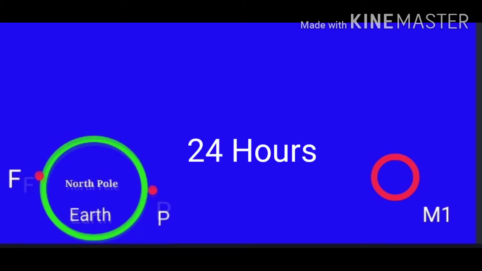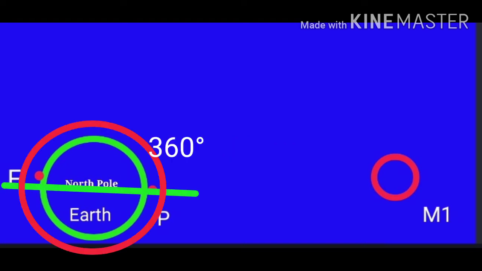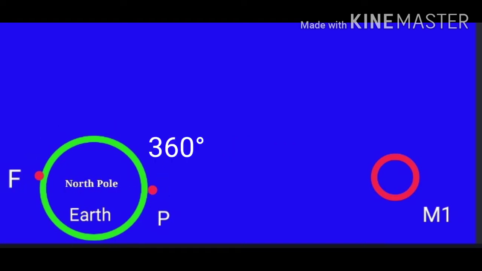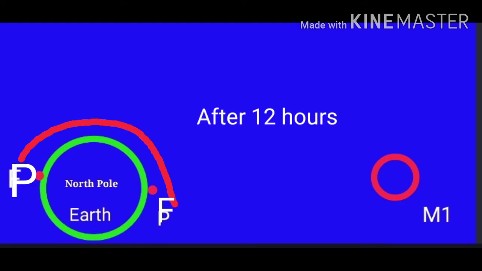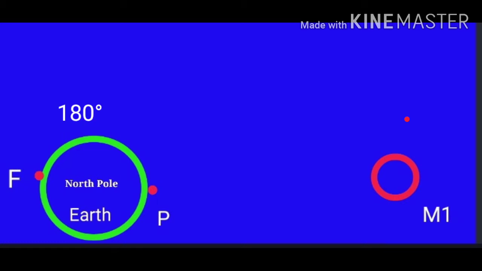It will take 24 hours for point P to come back to its original position, that is at 360 degree. Point P will be at point F after 12 hours, that is after crossing 180 degrees. The same change will also occur with reference to the point F.